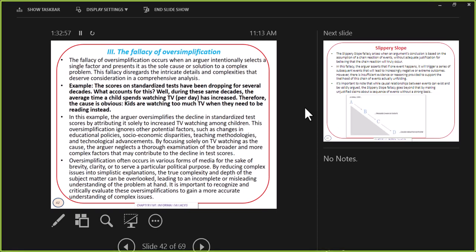Oversimplification is sometimes relevant, but it's considered fallacious when it neglects details that need to be addressed in the entire argument. Oversimplification often occurs in various forms of media for the sake of brevity, clarity, or to serve a particular political purpose. By reducing complex issues into simplistic explanations, the true complexity and depth of the subject matter can be overlooked, leading to an incomplete, misleading understanding of the problem at hand. It's important to recognize and critically evaluate oversimplification to gain a more accurate understanding of complex issues, right?